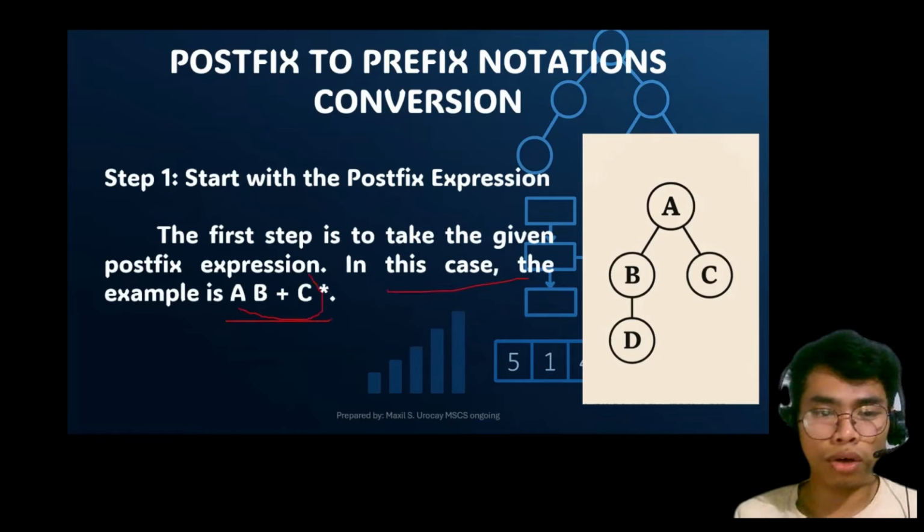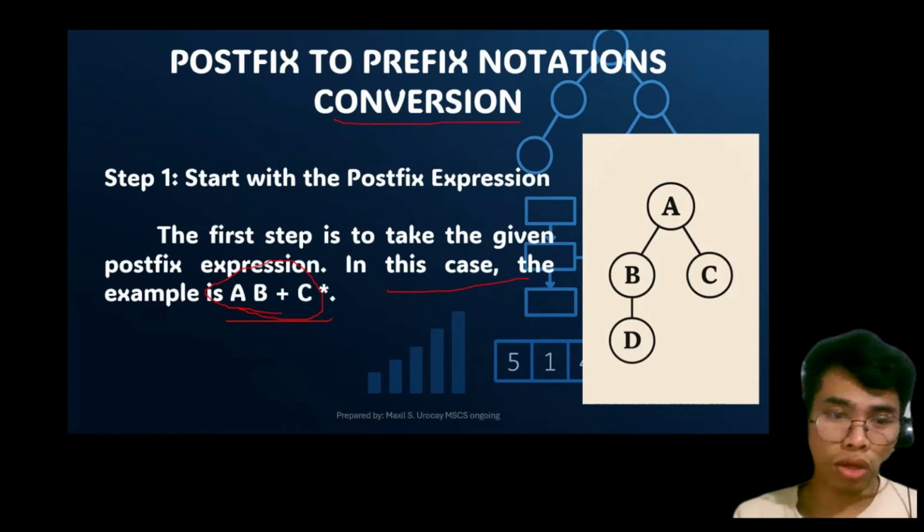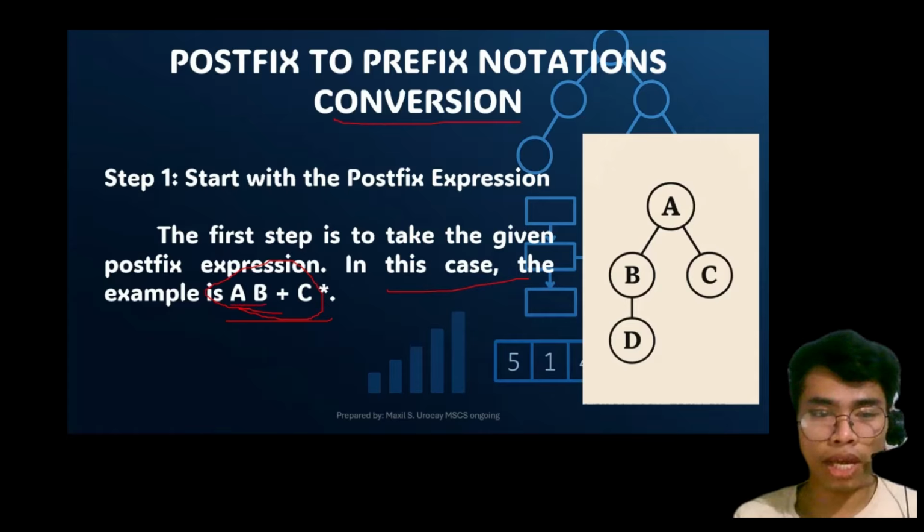So let's work from this postfix notation that we can convert into prefix notation. Comparing first AB plus, it will become plus AB, since in between A and B we have the operator plus. It will become plus AB, then C multiplication.